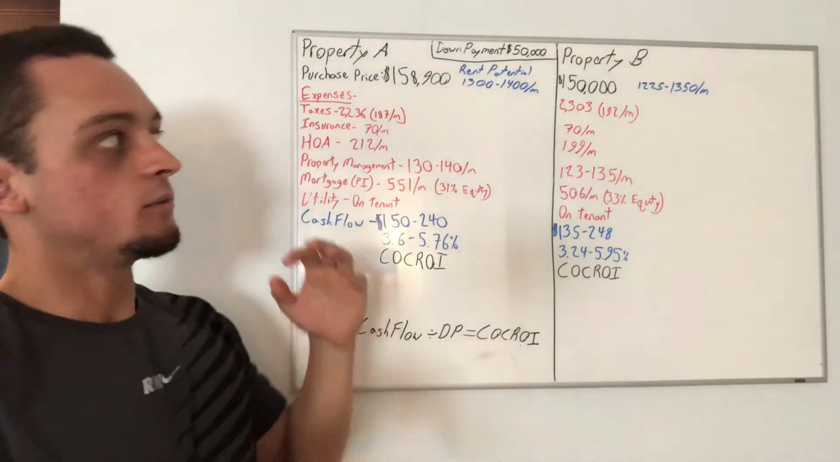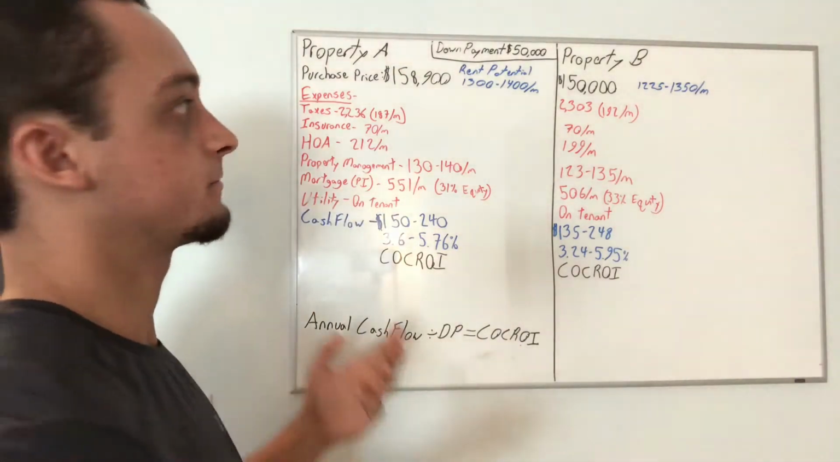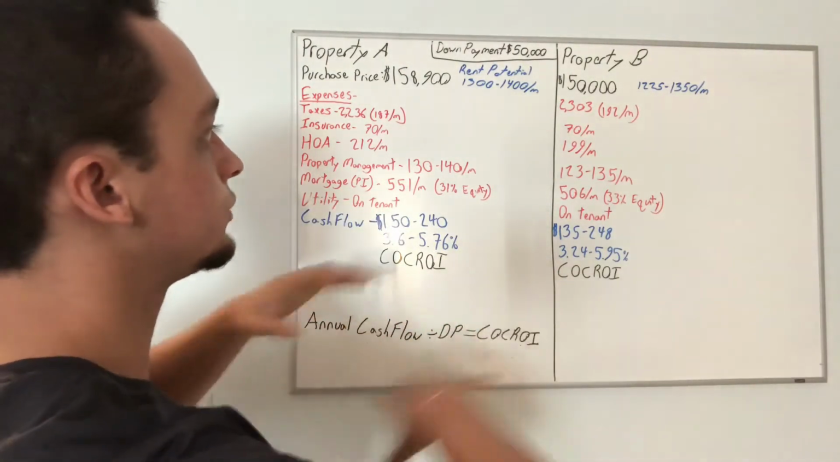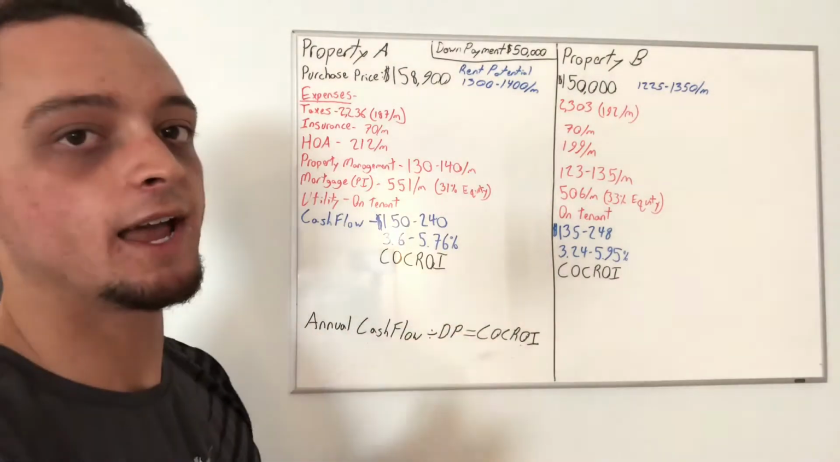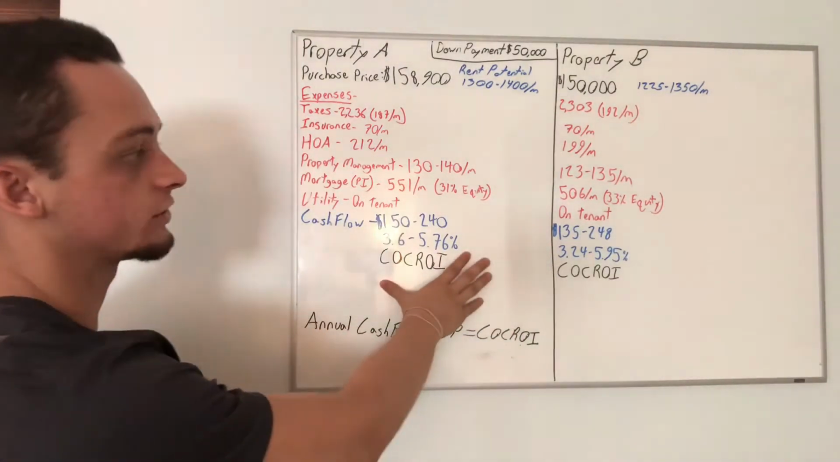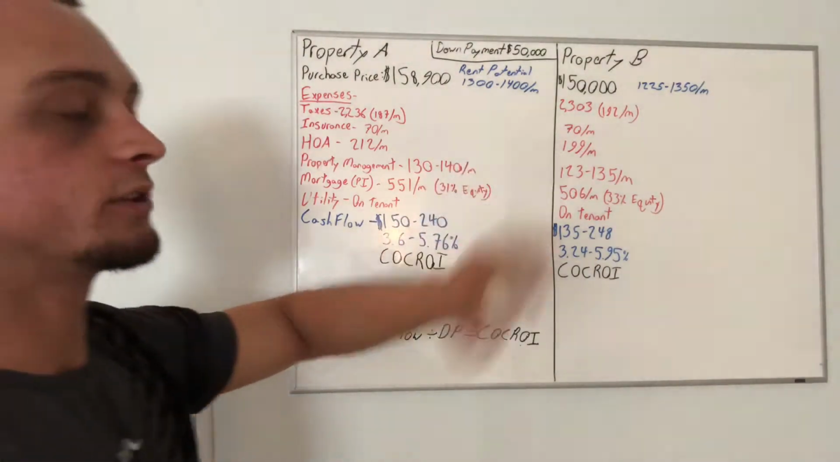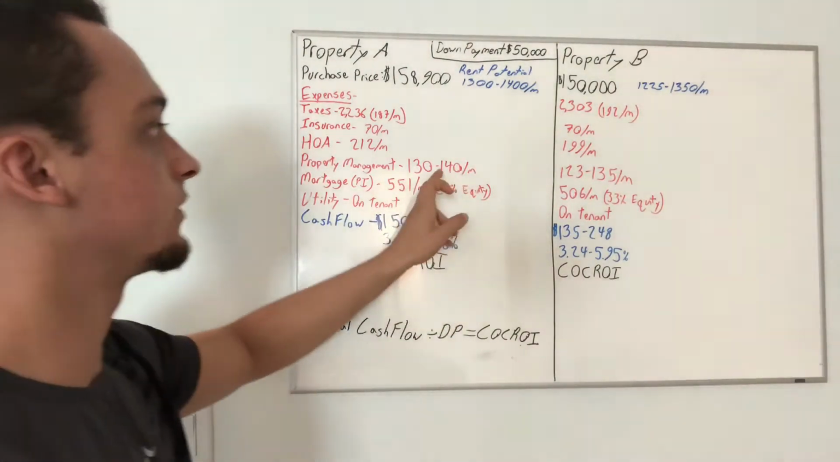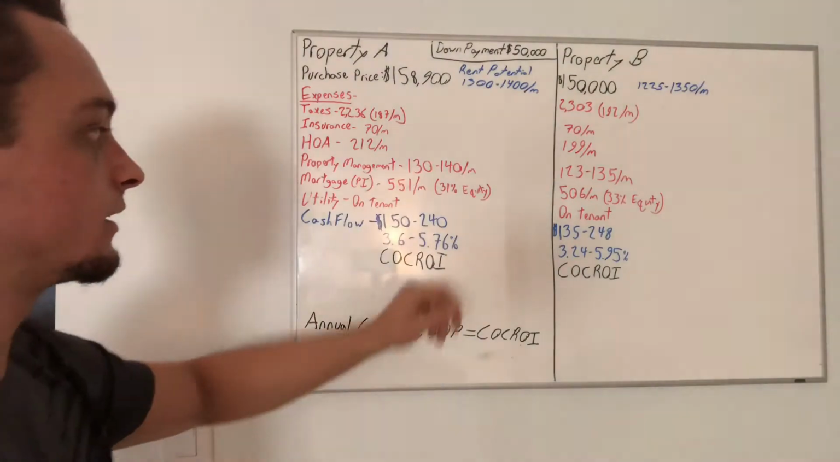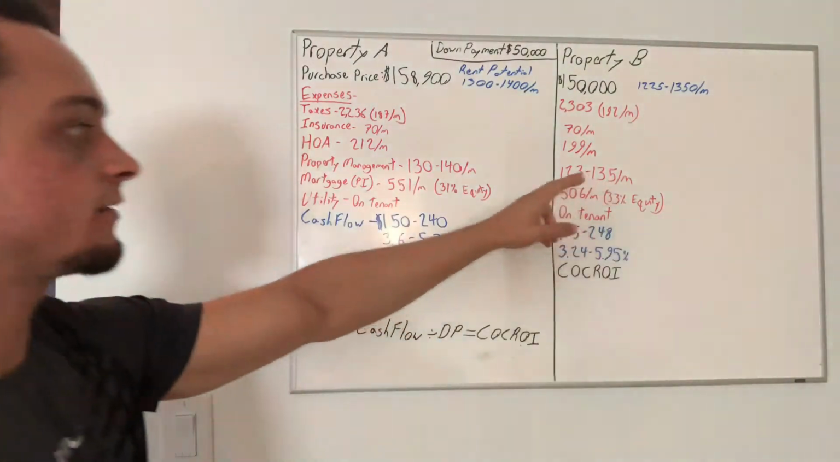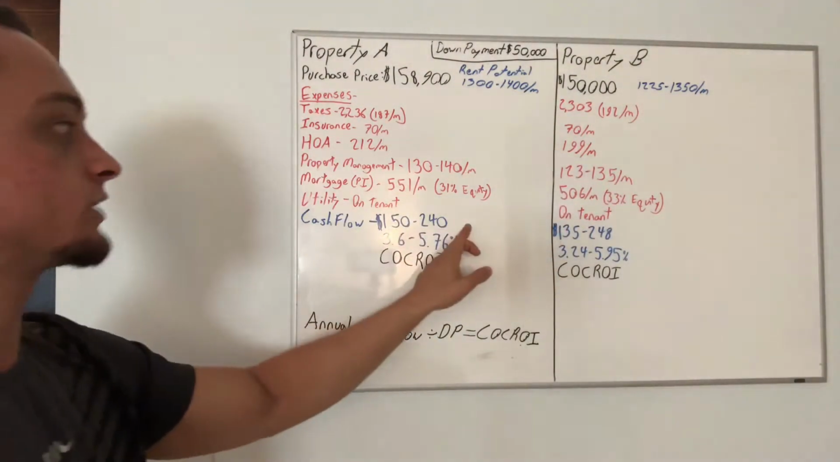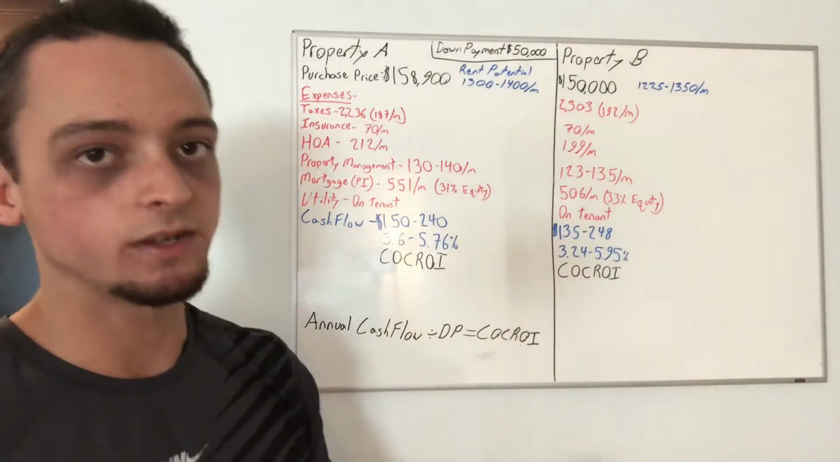So what's really interesting is that you can change any number, and it'll change your cash on cash ROI towards the end. You might take out the property management because you're your own property manager. So then that's another 130, 140 in your pocket. It's another 123, 135. That's going to pretty much double your cash on cash ROI, roughly.